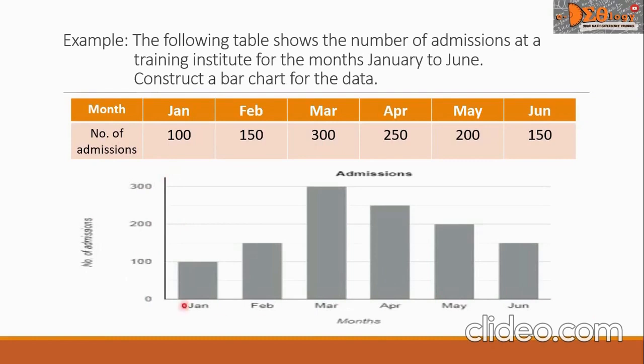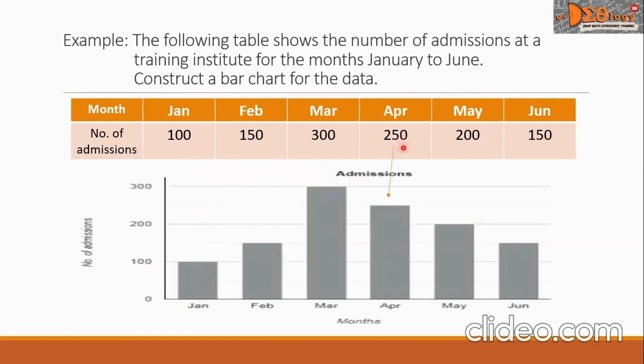Please observe that our rectangles here are of equal width, and they represent each month with the corresponding number of admissions. The first rectangle here represents the month of January, and the height of the rectangle corresponds to the number 100 with respect to the frequency. The second rectangle is for February, and the frequency is 150. So the level here is between 100 and 200. The third rectangle is for the month of March, and this is the highest numbered frequency.